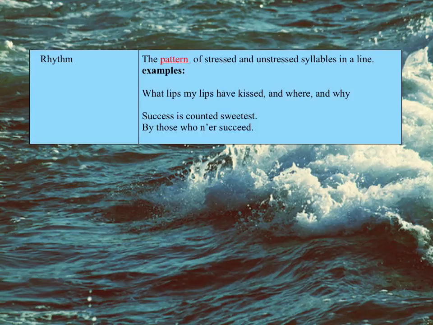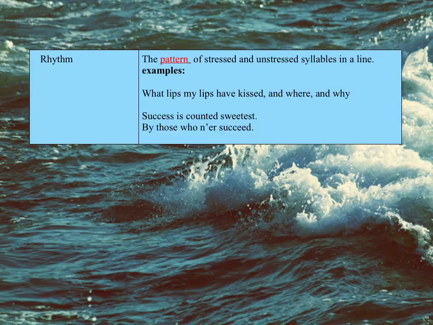What lips my lips have kissed, and where and why. Now you should note that the ands, I'm not saying and where and why. I'm really emphasizing the where and why. So this line goes, what lips my lips have kissed, and where and why. So every second word is stressed. That's one example, and we'll show you how to write that in class.